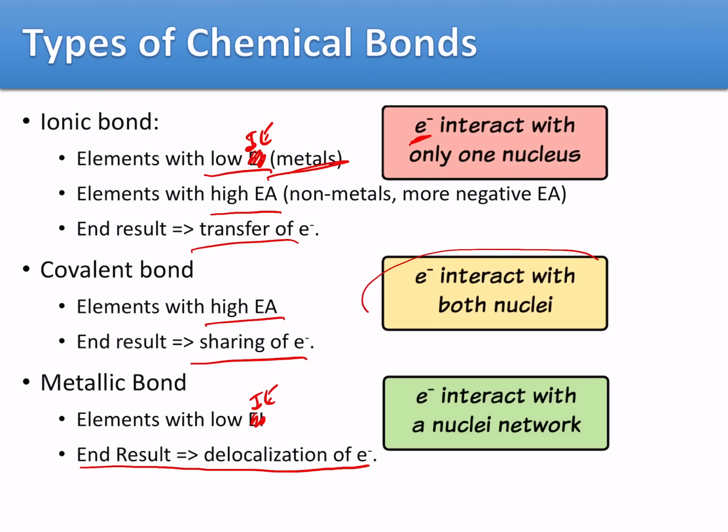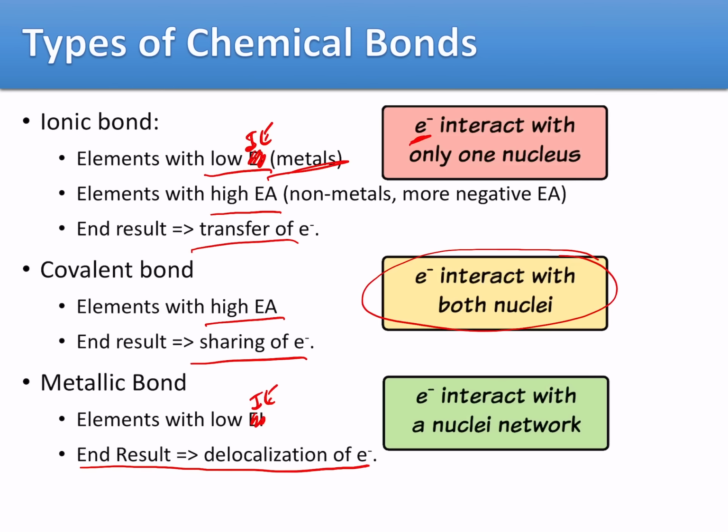In the covalent bond, those electrons get to interact with both nuclei. Remember, think of those two atoms. The electrons are in the middle, but those electrons have the capacity to interact with both of those nuclei.